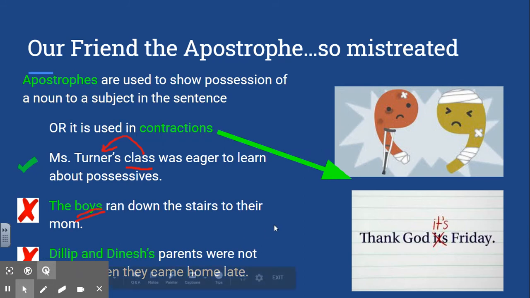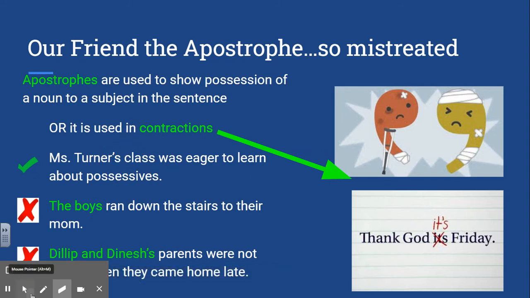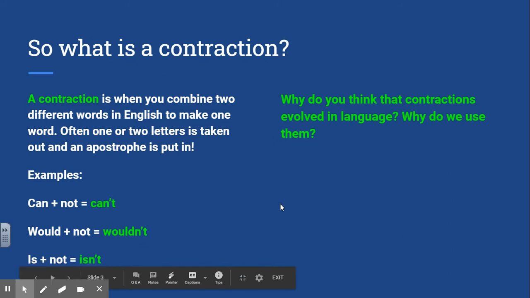Now let's look at contractions a little bit more. Let me erase these on here. Okay, so what is a contraction? A contraction, I talked about a little bit in the last slide, but it's when you combine two different words in English to make one word, one new unique word. Often one or two letters are taken out in order for that apostrophe to be put in.